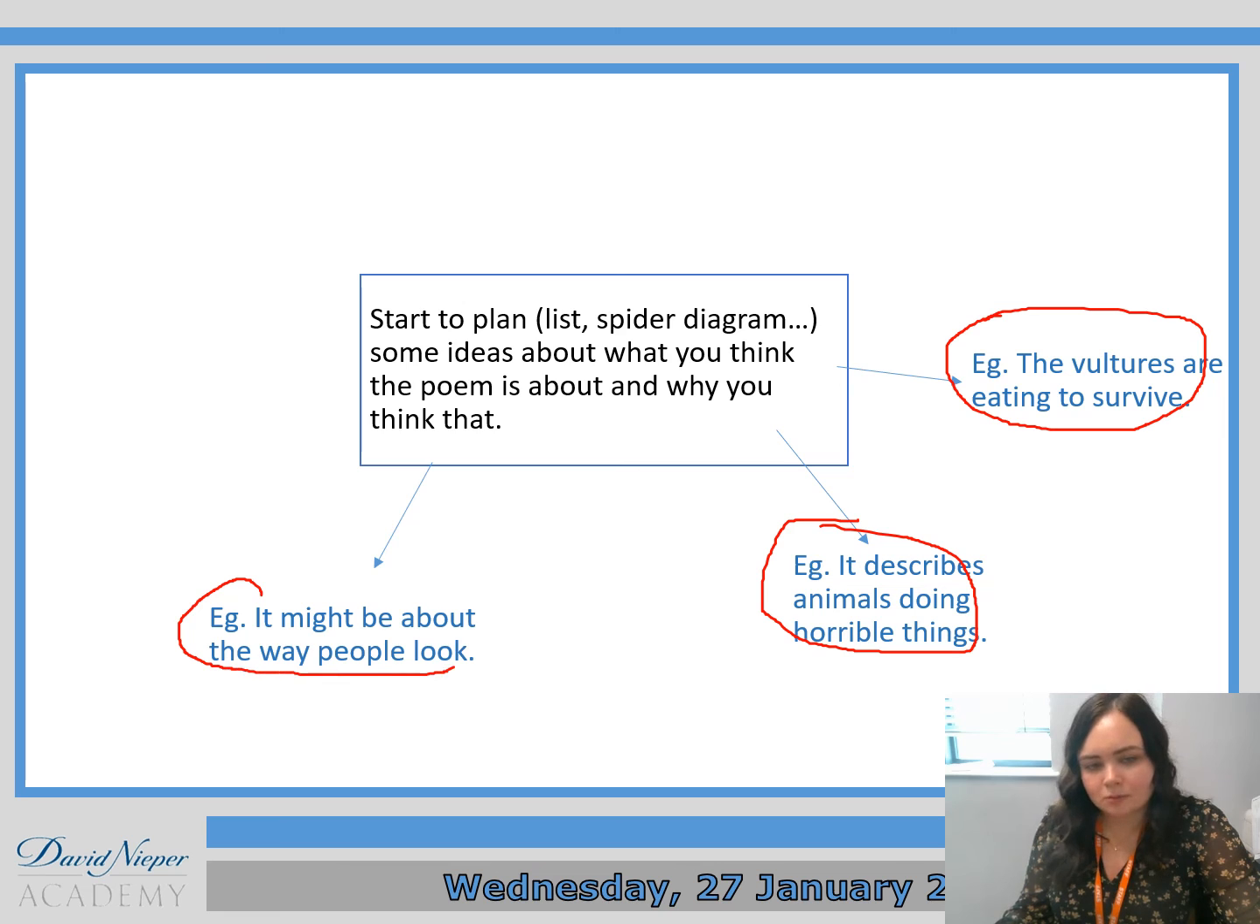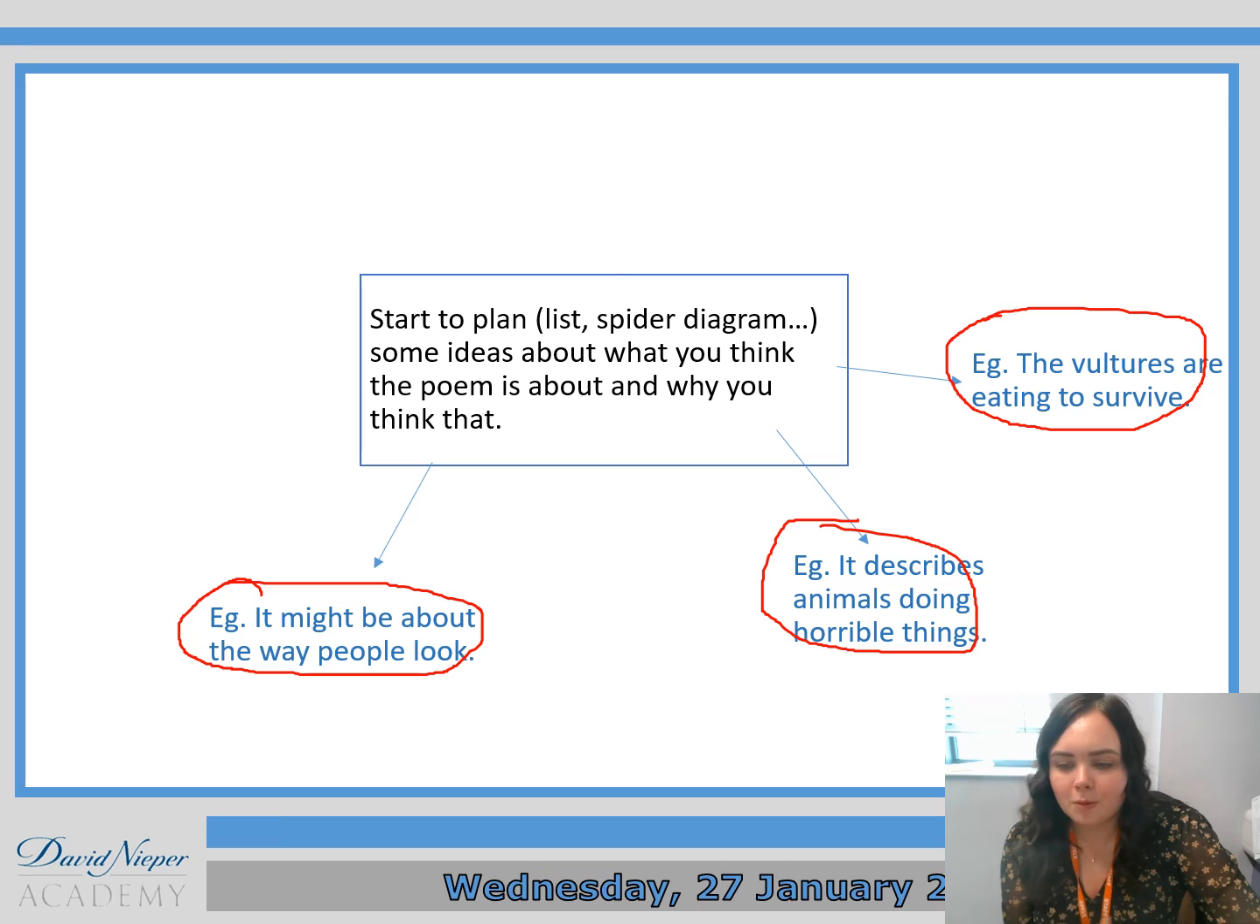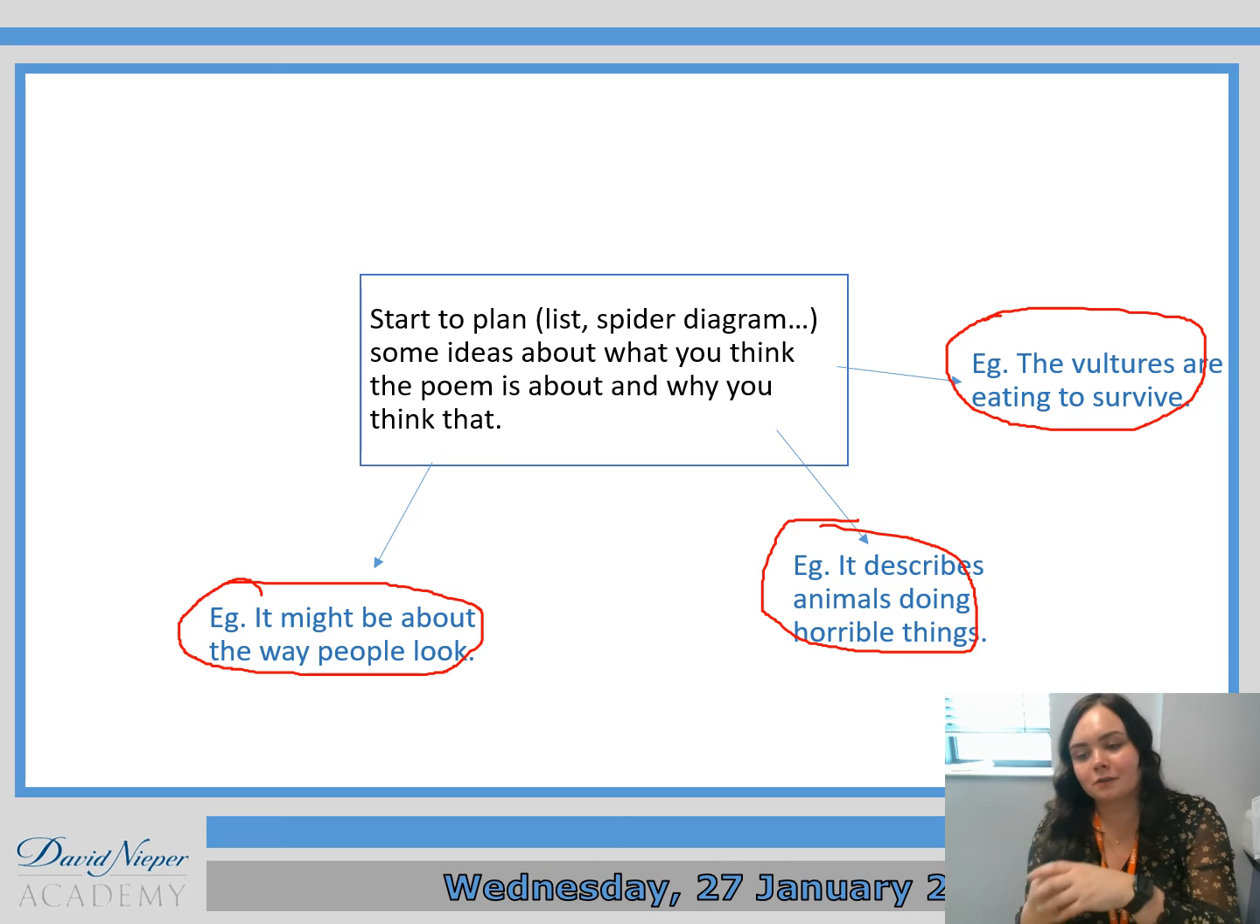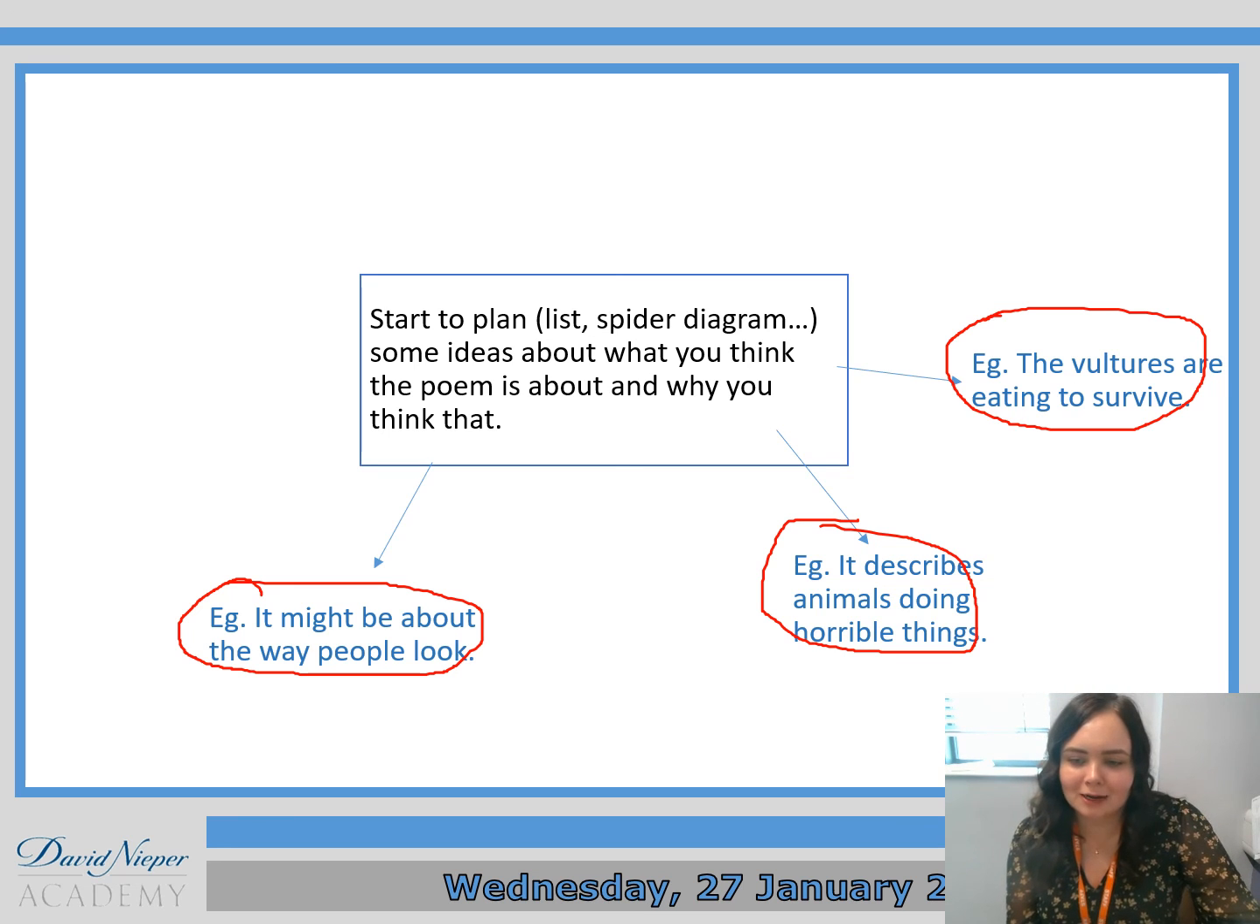So maybe it's about somebody looking a certain way on the outside, but their inside being very different. So can you come up with any other ideas? How might this idea of something being ugly on the outside relate to it being pretty on the inside? Can you think of any everyday scenarios that might link up with that?